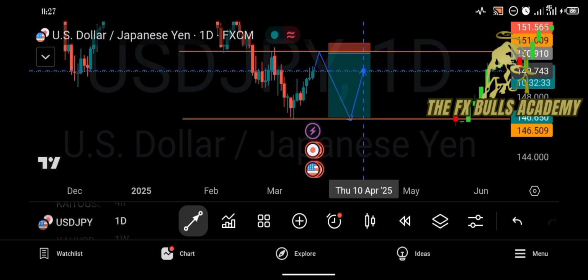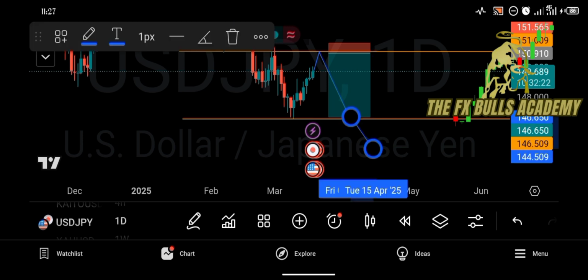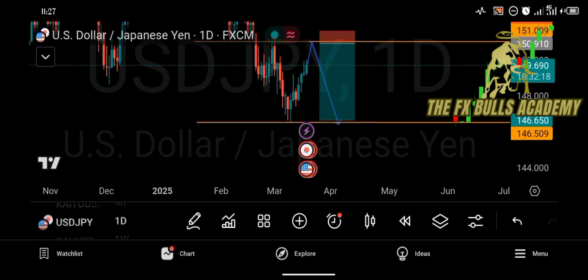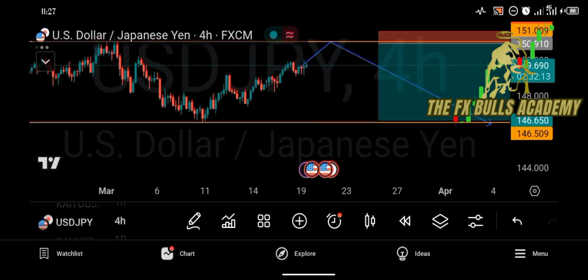But if price pushes back up and then breaks below, that means it has turned to a resistance already. If price breaks below the support, that means it has turned to resistance already. So just know that, guys. So now let's go to the lower time frame, because we are day traders, to get more confidence, to get trades to take now.